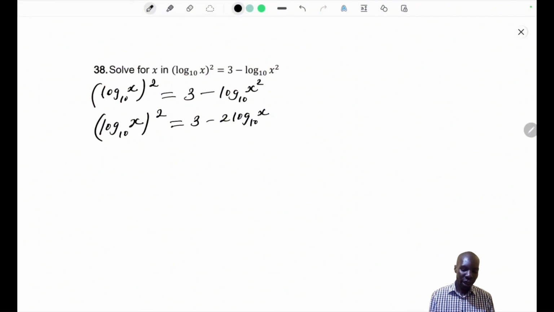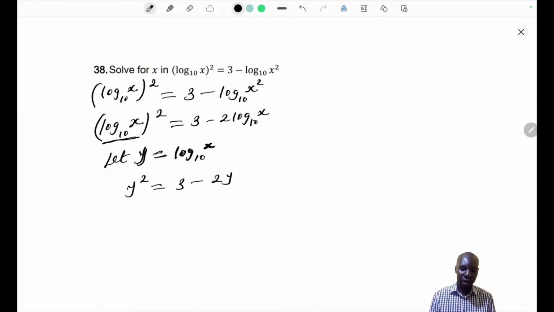If you look at this equation, we can say let y be equal to log of x to base 10. So where this log of x to base 10 is, let's replace it with y. So we'll have y squared is equal to 3 minus 2y. Collect the like terms, you'll have y squared plus 2y. This 3, when it comes to the left, will also have minus 3 equal to 0.